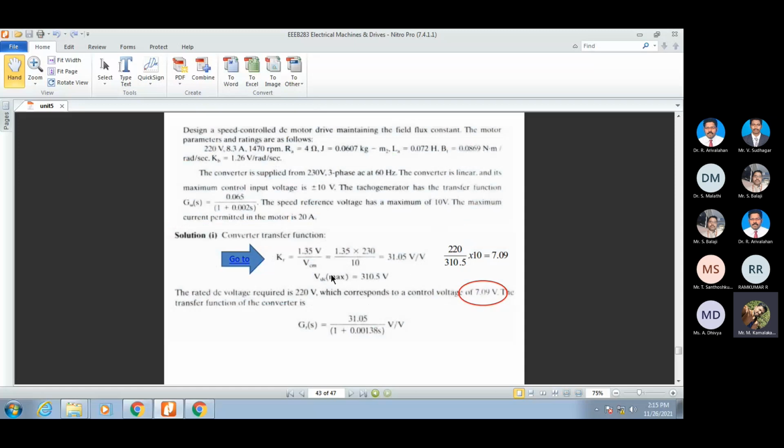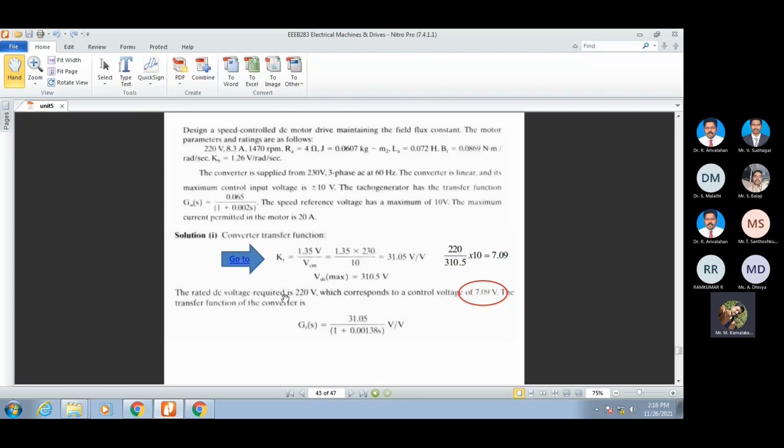So what is the maximum voltage that can come from the converter? VDC max is computed as the 220 volt motor rating divided by the converter gain 310.5, multiplied with 10. Then we get a value which is 7.09. We will discuss why that 7.09 is coming. VDC max is equal to 10 times the gain, which is a 310.5 volt. So 220 divided by 310.5 multiplied with 10 gives 7.09.